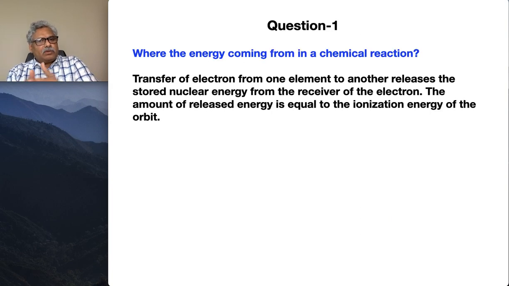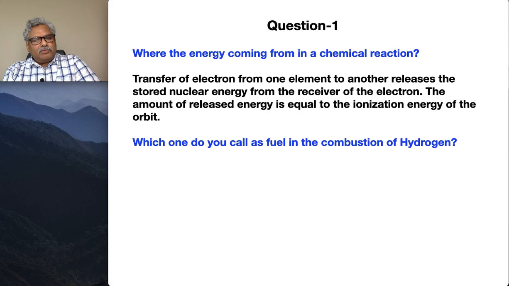So going back to the first question, where the energy comes from in a chemical reaction, we already saw that the transfer of an electron from one element to another releases the stored nuclear energy from the receiver of the electron. The amount of released energy is equal to the ionization energy of the orbit. So that's what is happening in chemical reactions.